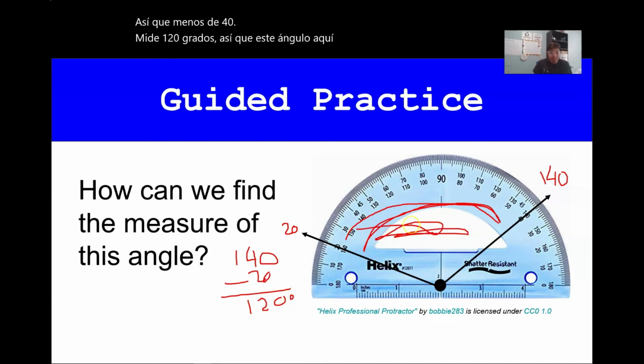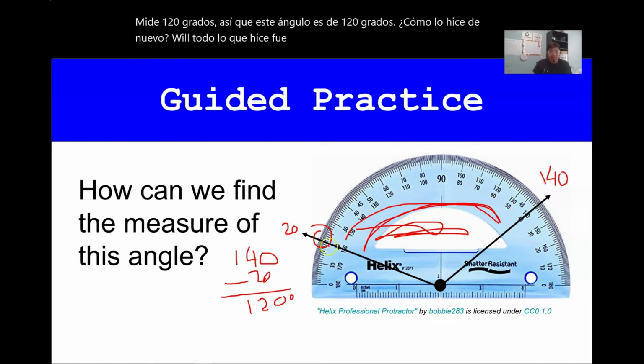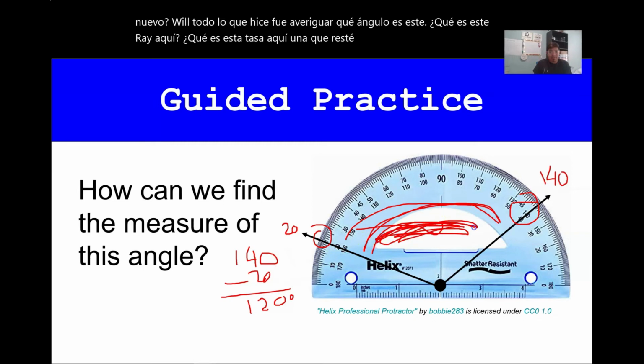How did I do that again? Well, all I did was just figure out what this ray is right here, what this ray is right here, and I subtracted to get my leftover, whatever this is, which is my angle. That's what I would do.